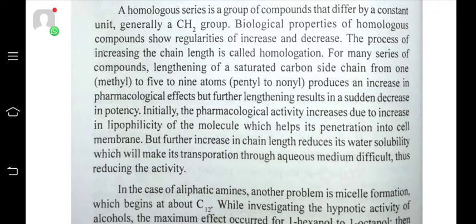A homologous series is a group of compounds that differ by a constant unit, generally a CH2 group. Biological properties of the homologous compounds show regularities of increase and decrease. The process of increasing the chain length is called homologation. For many series of compounds, lengthening of the saturated carbon side chain from 1 to 5 to 9 atoms produces an increase in the pharmacological effect, but further lengthening results in a sudden decrease in the potency.